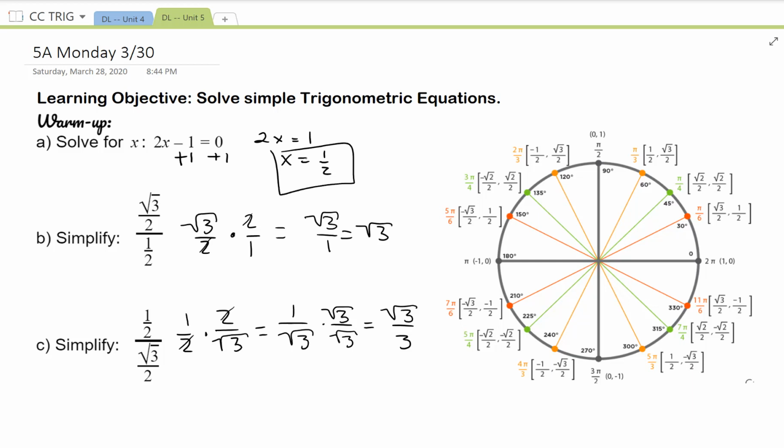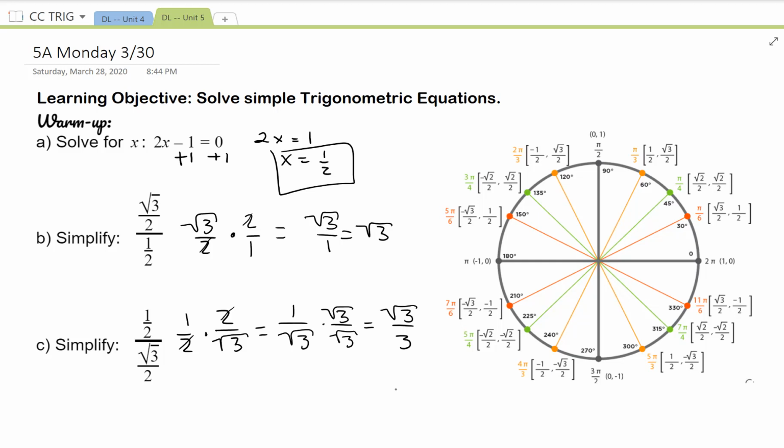Okay, so x equals 1/2, a nice and easy equation. When you have a fraction divided by a fraction, you just change it to multiplication and multiply by the reciprocal of the denominator. So root 3 over 2 times 1 divided by 1/2 would be root 3 over 2 times 2, and that simplifies to root 3. And then when we do this, it simplifies to root 3 over 3.